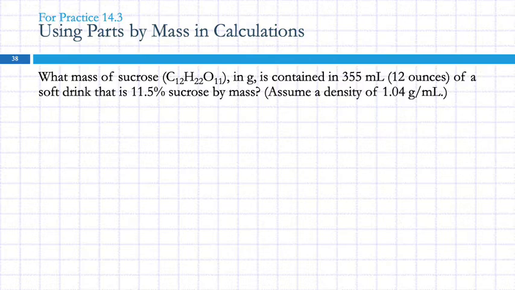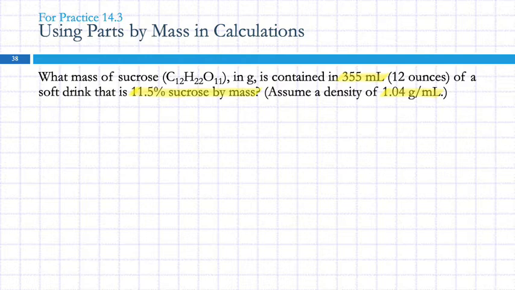So we will apply the same strategy that we've used before, and we'll highlight the numbers. So we've got 355 milliliters. The 12 ounces is really just to give you an idea of how big it is, because a 12-ounce can of soda is kind of normal, right? That's why they picked 355 milliliters. So this is just an aside. That's not a number that we need to use. We've got 11.5% sucrose by mass, and we have a density here.